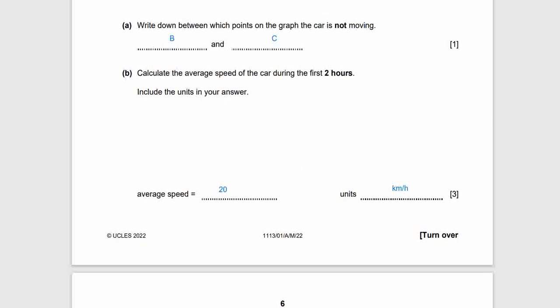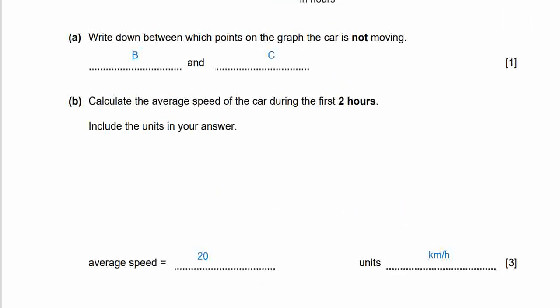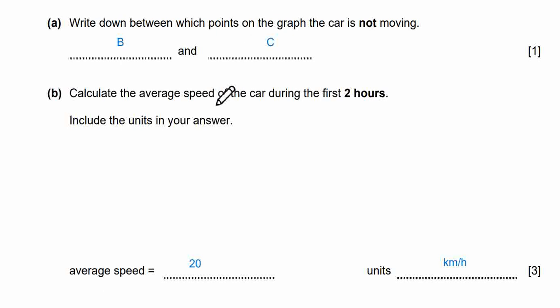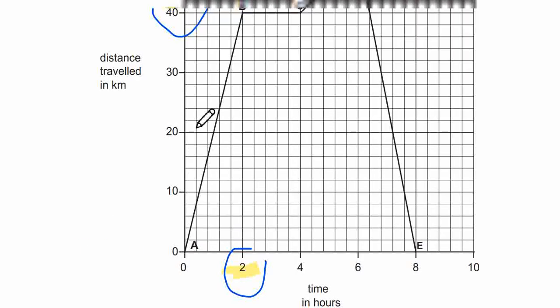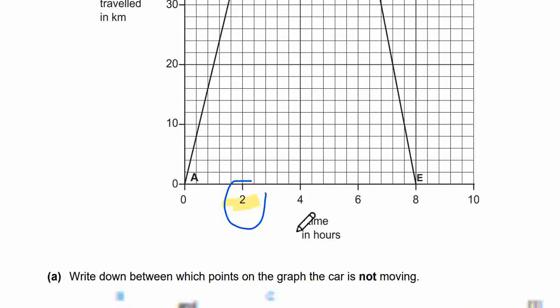So we got 20 by dividing 40 by 2. So we get 20. So here our answer is 20 and the unit is kilometer per hour. We derive the unit from here, kilometer per hour.